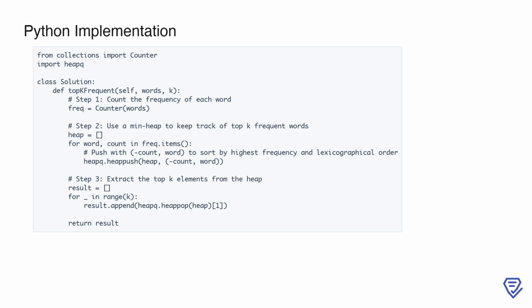Edge cases are handled. If k equals the number of unique words, all words are returned. If multiple words have the same frequency, lexicographical order is used to break ties. It works efficiently for large inputs due to the O(n log k) complexity. This complete implementation is efficient and adheres to the constraints of the problem.